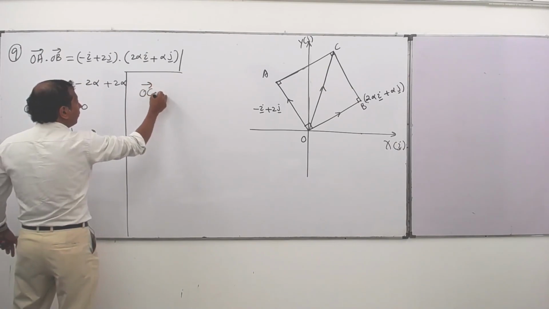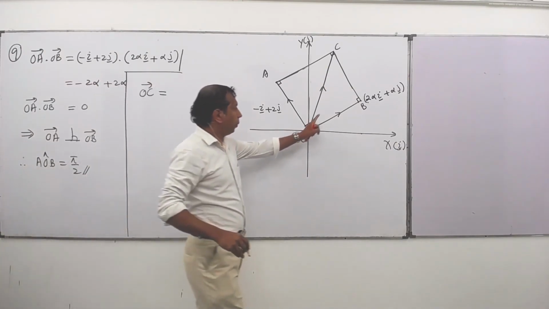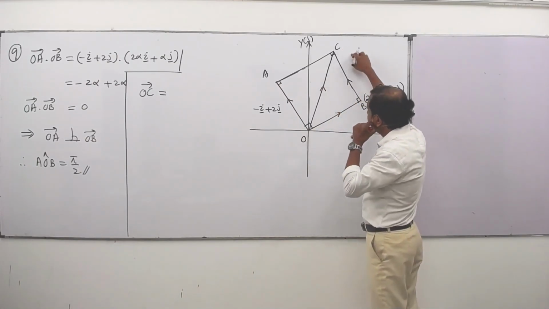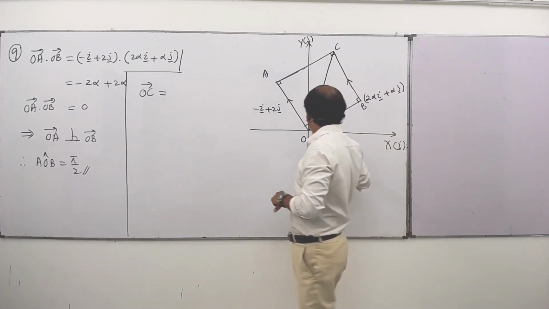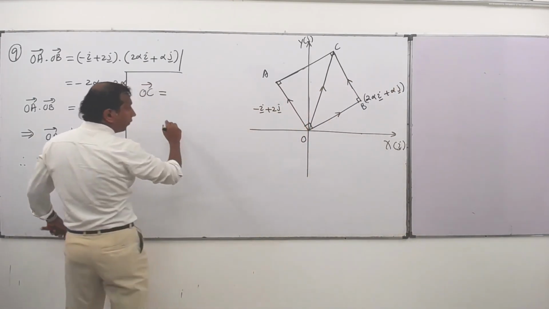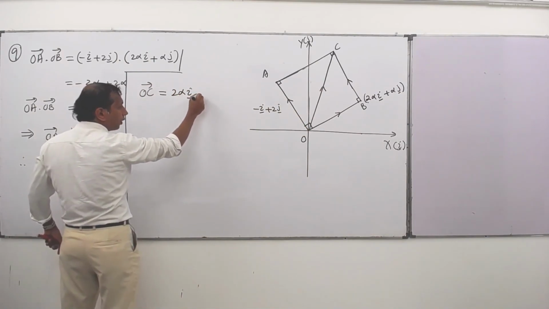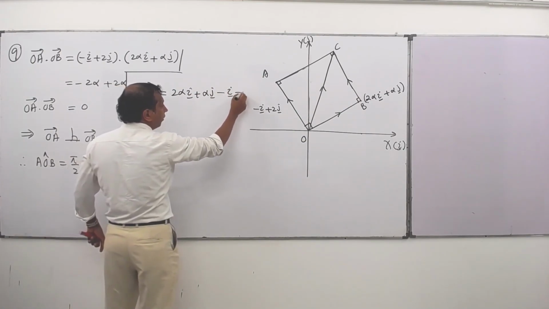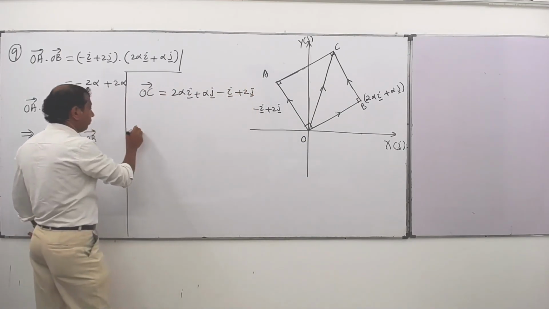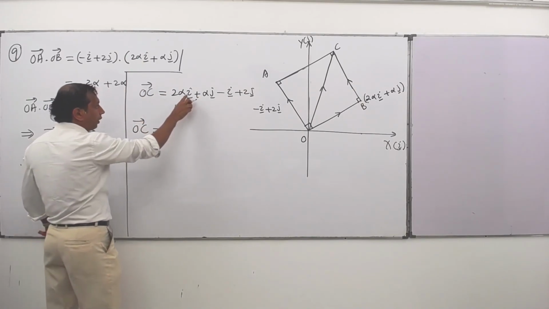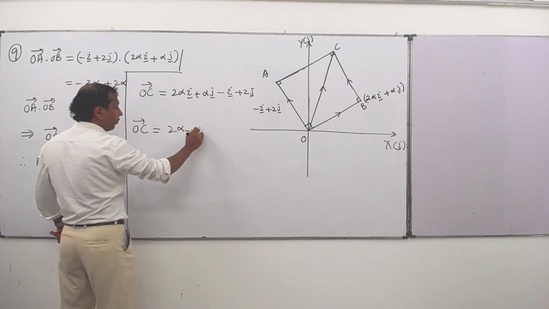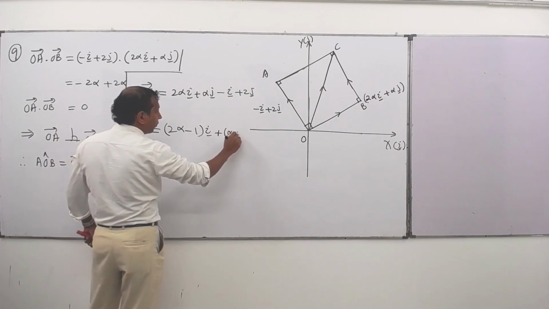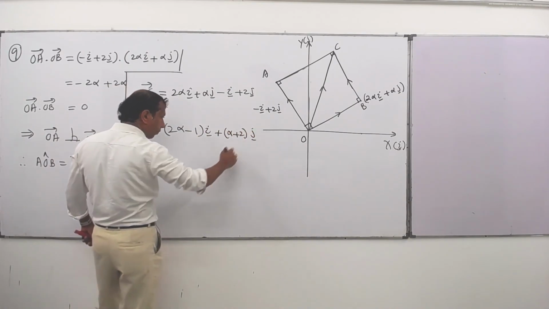OC vector, people, equals OB vector plus BC vector. But this BC vector is equal to OA vector. Then OC vector is this plus this: 2 alpha i plus alpha j plus minus i plus 2j. OC vector, take i out, 2 alpha minus 1 i, plus alpha plus 2 j.